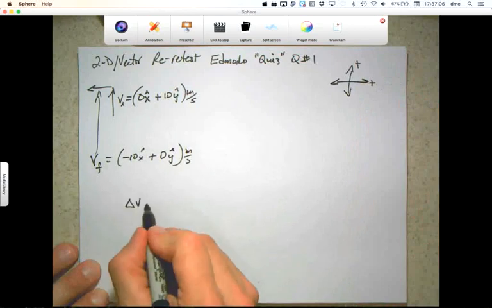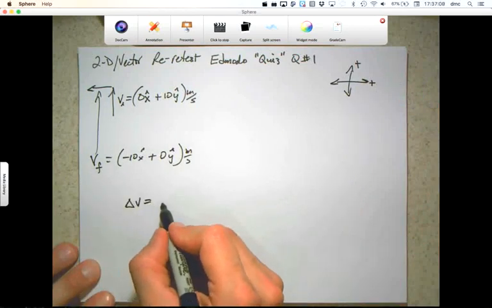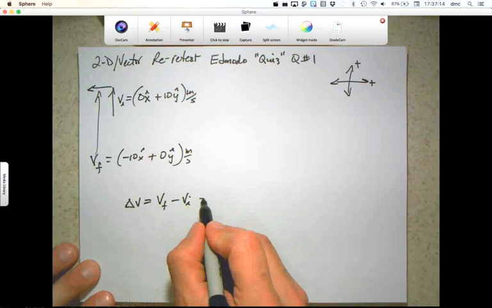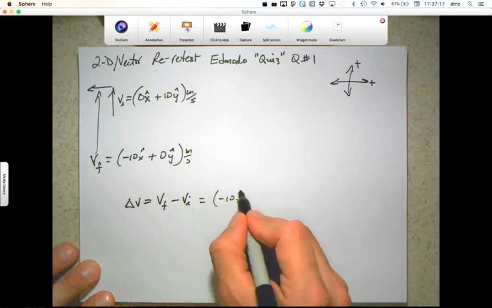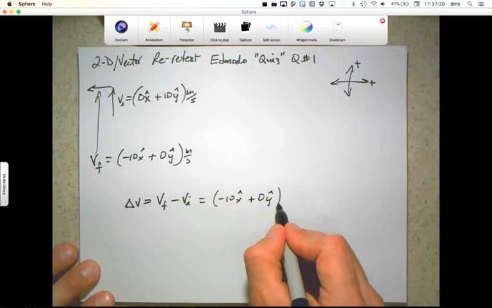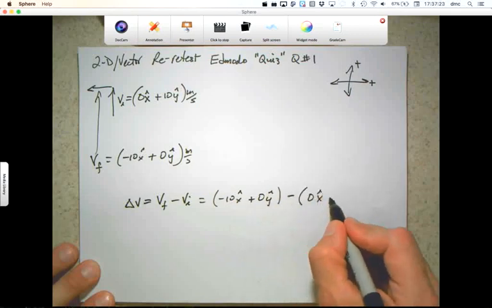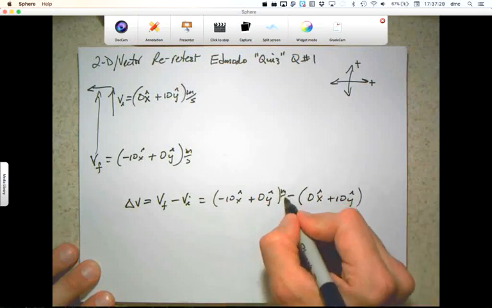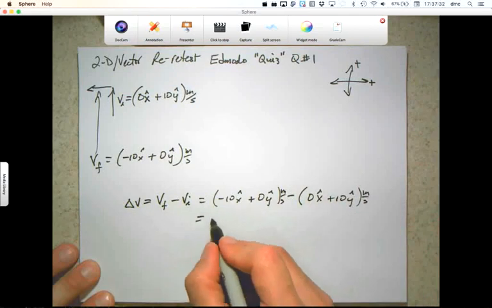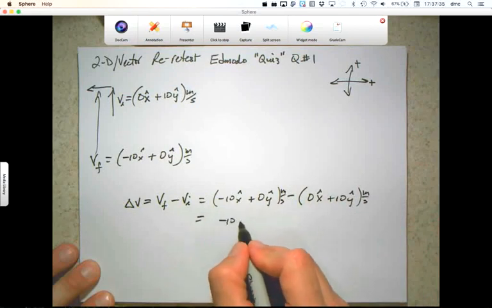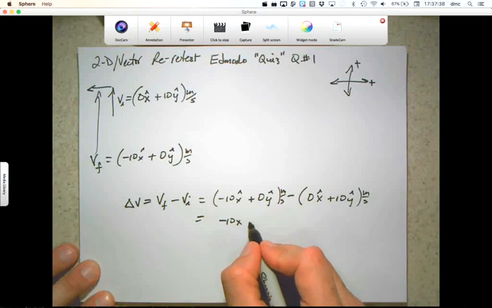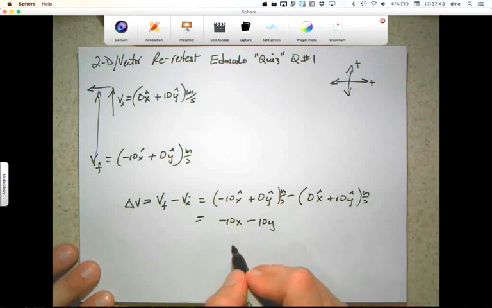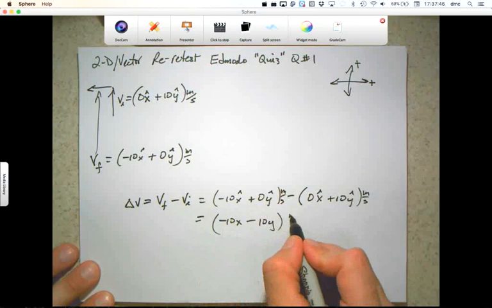So change in velocity is the final velocity minus the initial velocity. So that will be negative 10 in the x plus 0 in the y minus 0 in the x plus 10 in the y, both meters per second. So that becomes negative 10 in the x minus 10 in the y meters per second.